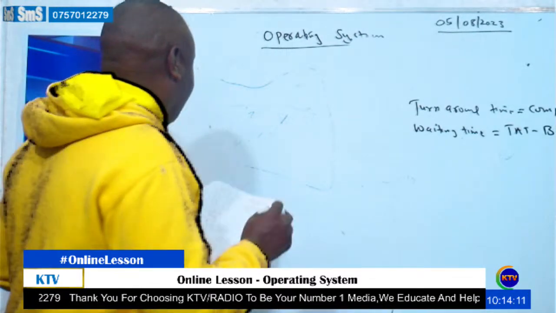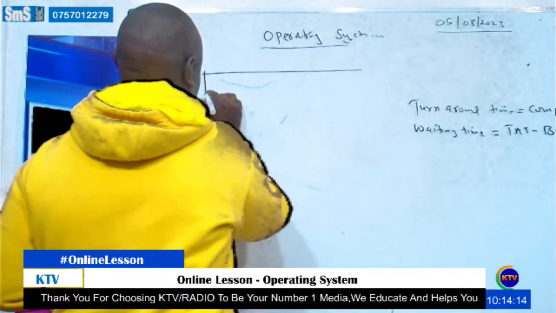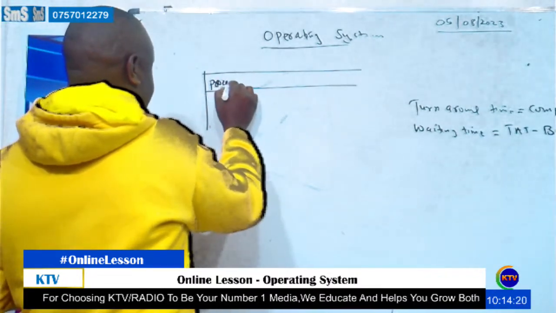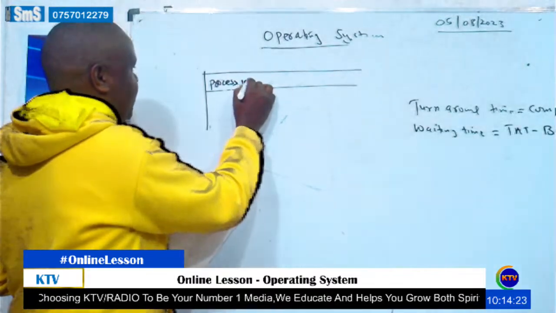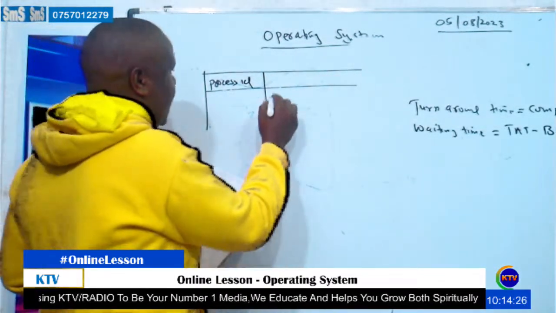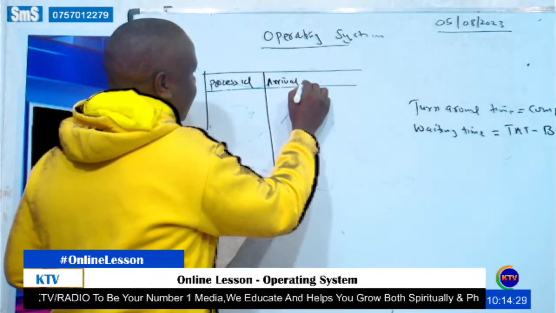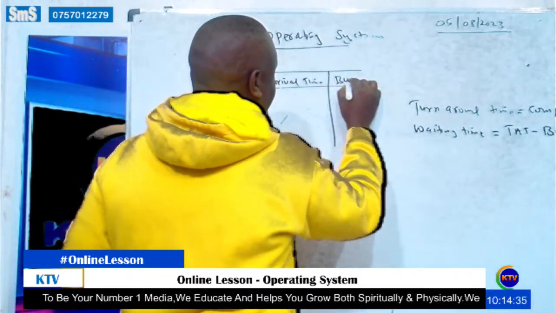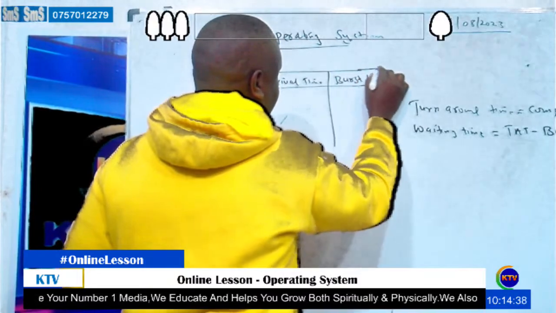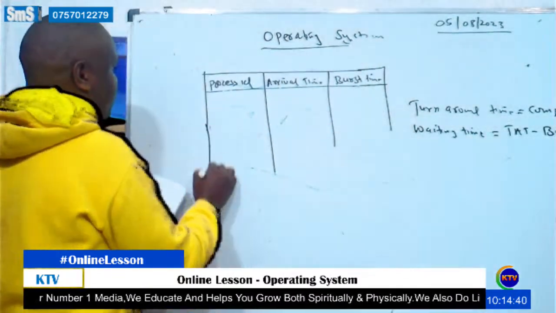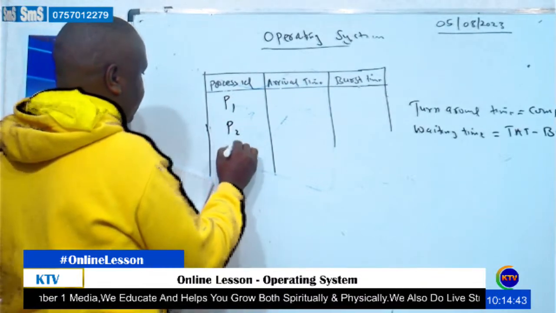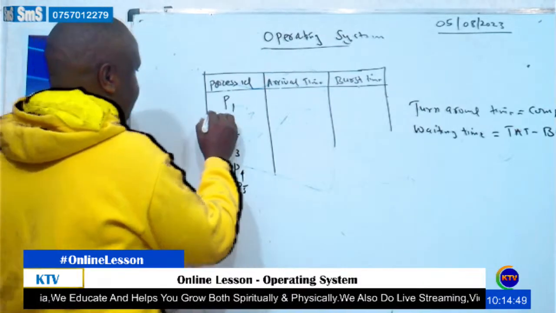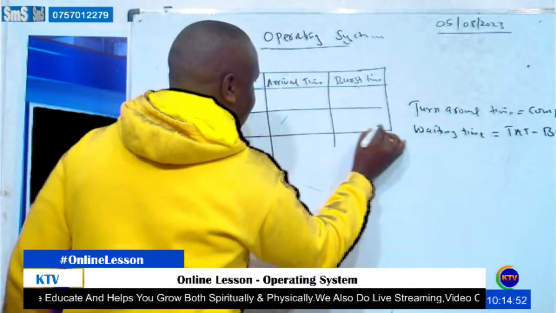So we have 5 processes. We have the process ID, we have arrival time, then we also have what we call burst time. So we have process 1, process 2, process 3, process 4, then process 5.